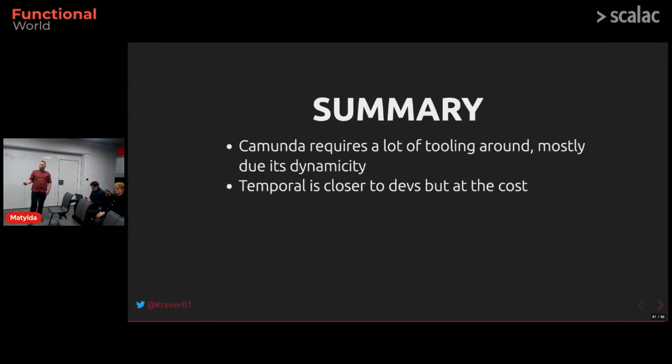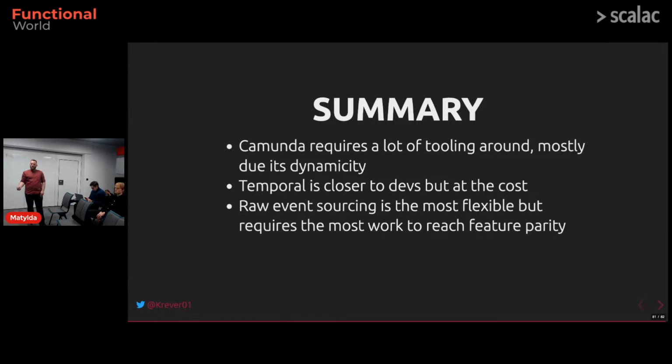Temporal is closer to what you know from standard programming, but it comes with a cost, and as such, it's not able to solve all the problems. And then raw event sourcing is the most flexible, but at the same time, the most complicated way to go. It's just a tool. You have to build everything on your own, but it gives you a lot of flexibility in dealing with all kinds of problems.